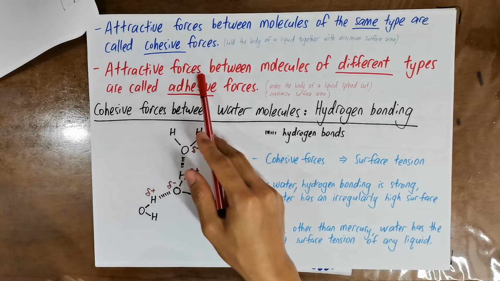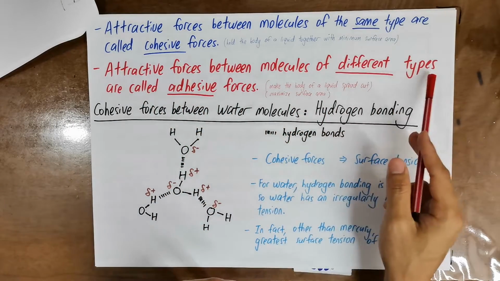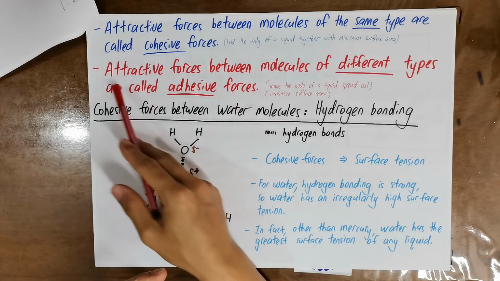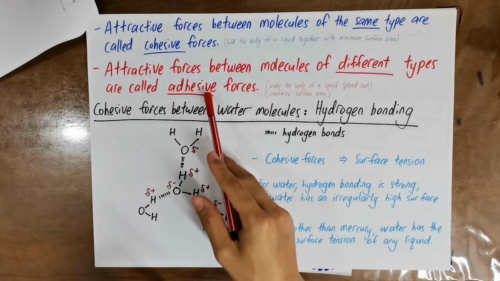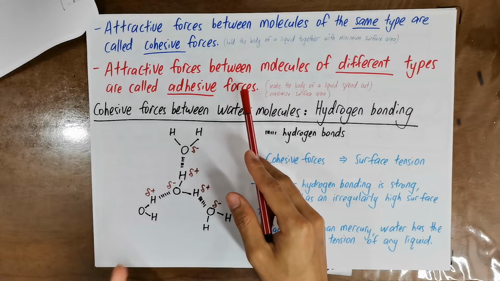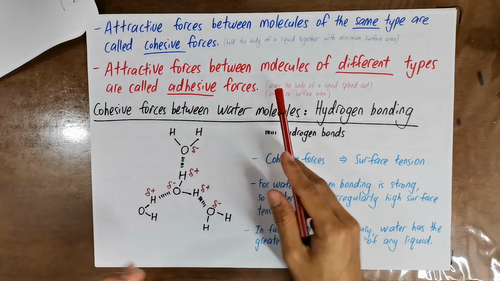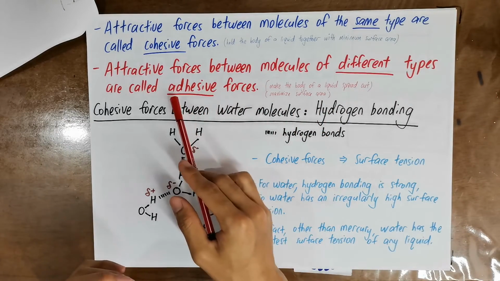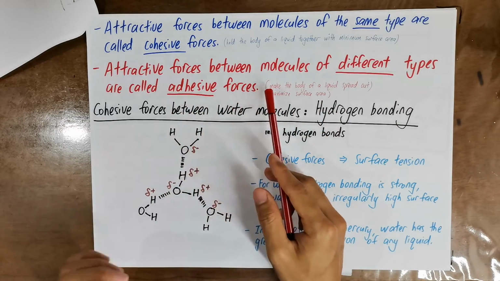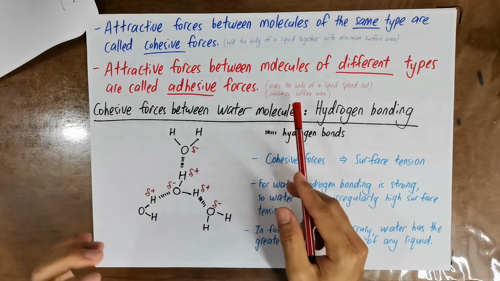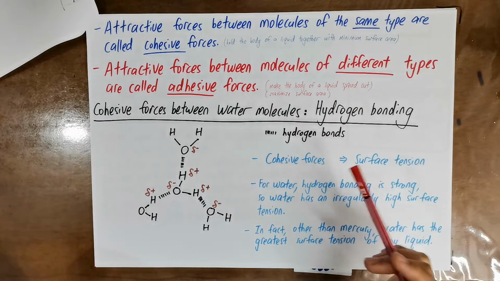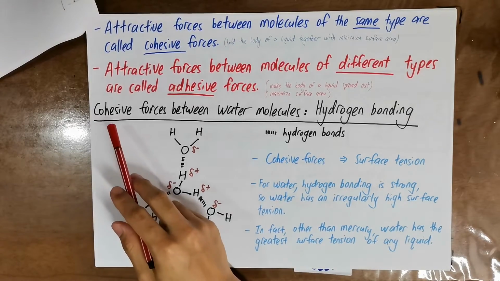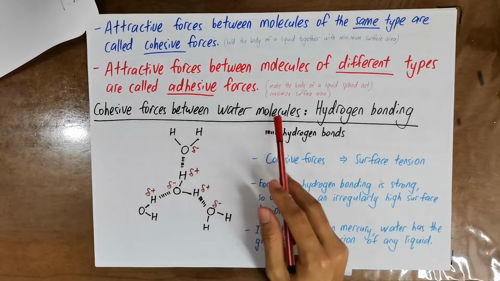Attractive forces between molecules of different types are called adhesive forces. These forces are responsible for making the body of a liquid spread out, so the adhesive forces tend to maximize the surface area of the liquid. Now let's study the cohesive forces between water molecules.